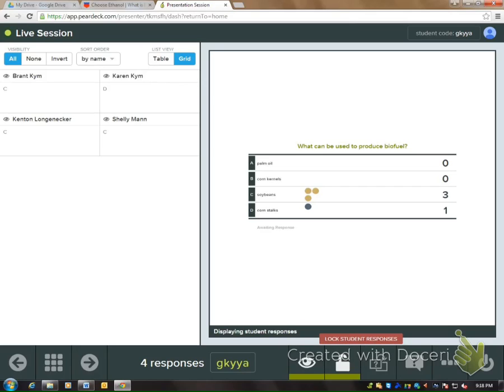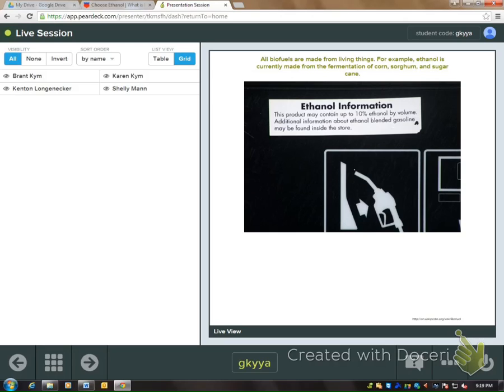Then, so a student doesn't change their mind and change their answer, I can lock their answers, where you just saw me lock it down below. So the answer for this one actually is all the above were correct, and all of those can be used for biofuels. So biofuel is something that's made from all living things.